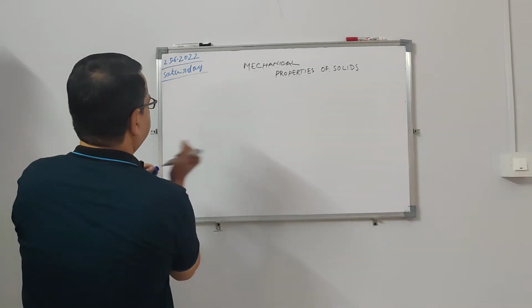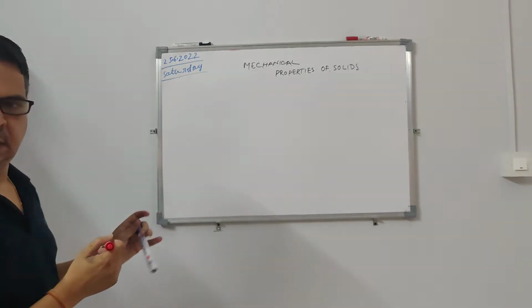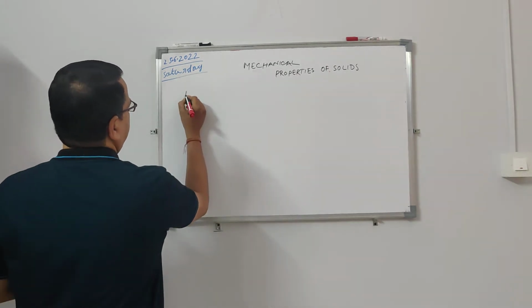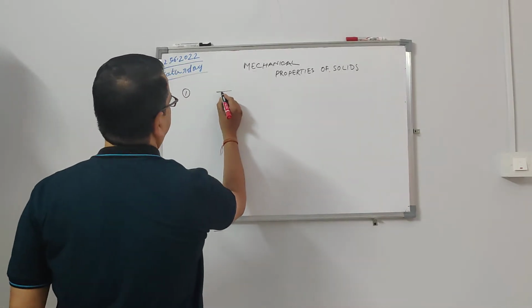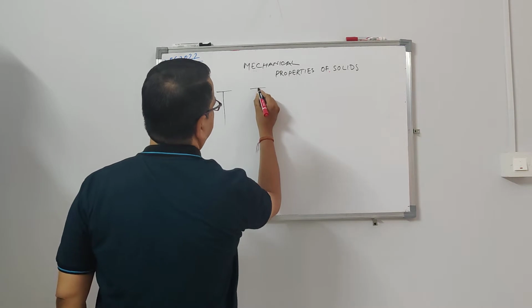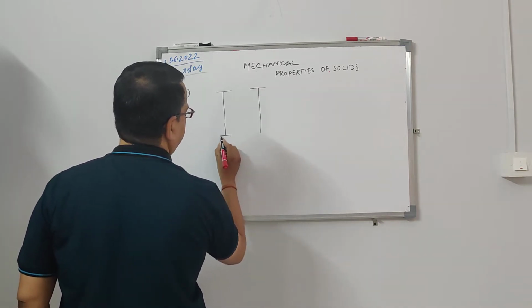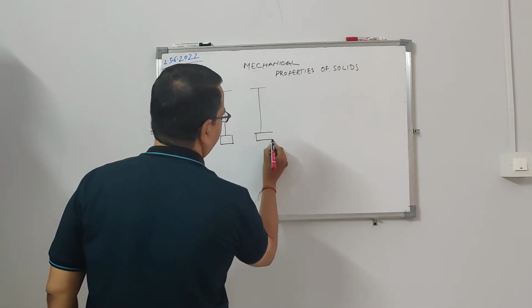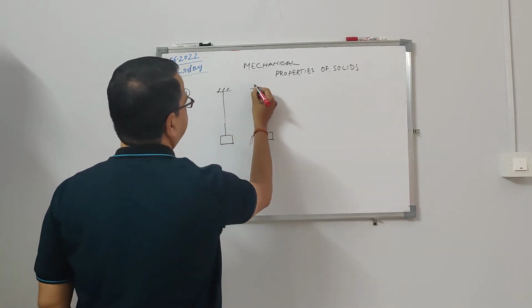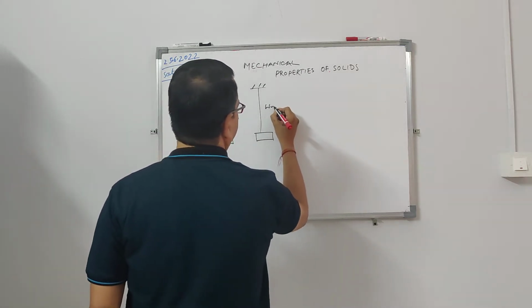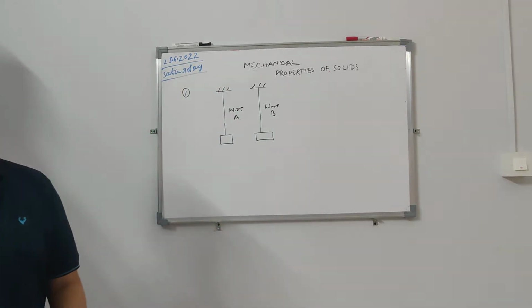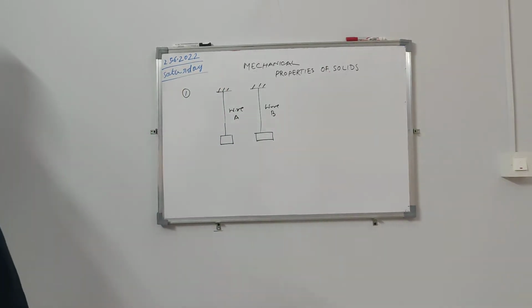So the question is like this. Two wires A and B. Let us say this is one wire, and this is another wire. I have put some weight here, and I have put some weight here. This is fixed here, and this is fixed here. This is wire A, and this is wire B. We need the stress on B.